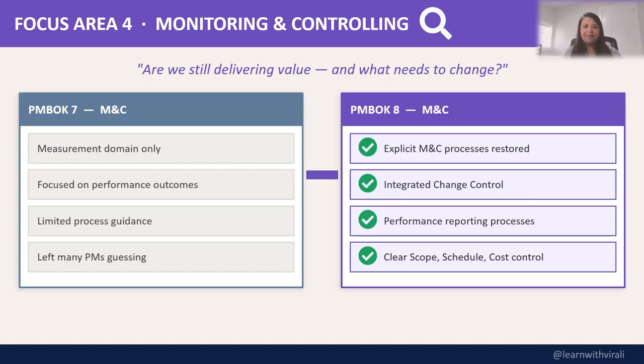So that's where PMI listened, and PMBOK 8 has some updated changes. And that's where, when we say the structure is back, the monitor and control processes are back. Integrated change control is here. So that's where there is a formal process for evaluating and approving changes. Now, the performance reporting process tells you how to communicate the project status, and then the clear scope, schedule, and cost control processes give you the structure to actually manage the deviations that project managers had been asking for from PMBOK 7's perspective. The key shift in PMBOK 8 is in framing.